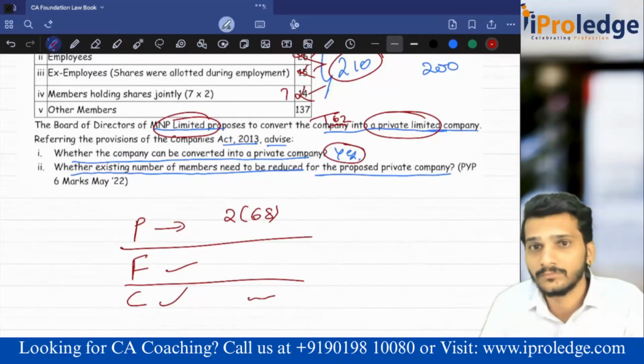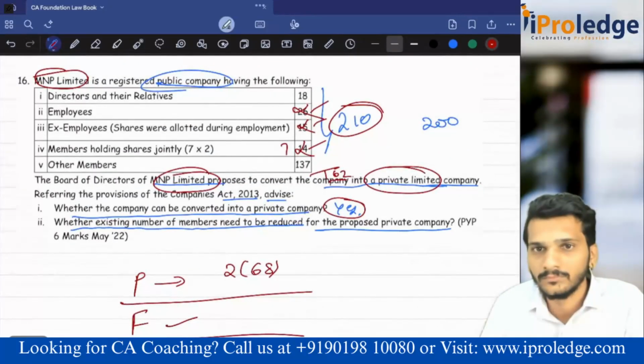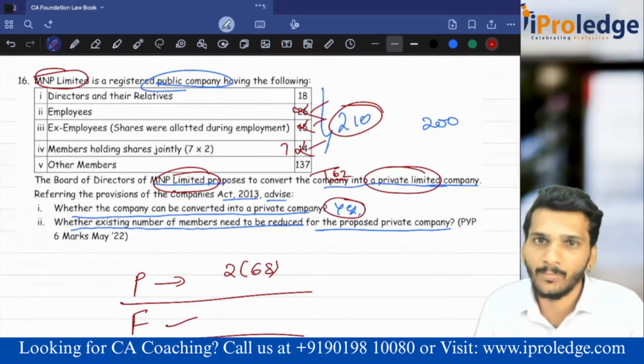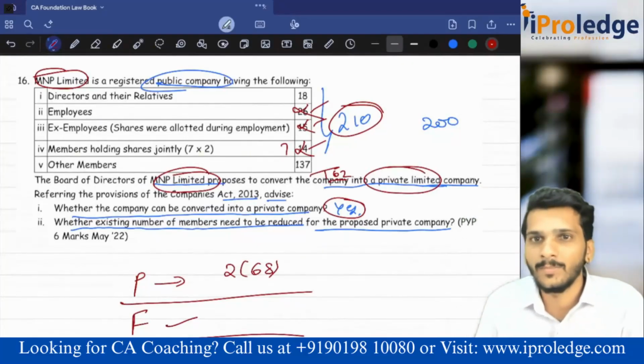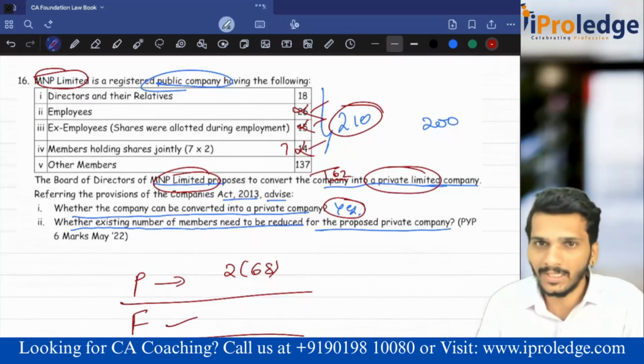Directors and employees, shareholders. Directors are not employees. Directors can be of two types. One is contract for service, the other contract of service. Generally, directors are not employees. They are like consultants.